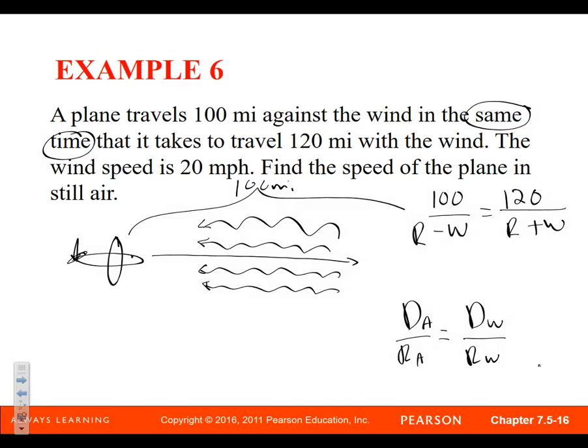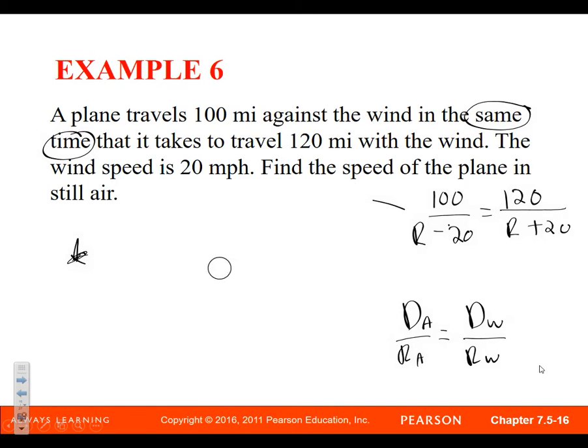And what do we know about the wind? The wind is 20 miles per hour. So I can substitute W's with 20s. And of course, they're saying find the speed of the plane when there's no air. Well, all we have to do is solve it for R now. So I'm going to get rid of my masterpiece here. I could have sold that for some good money. 100 times R plus 20 is equal to 120 times R minus 20.